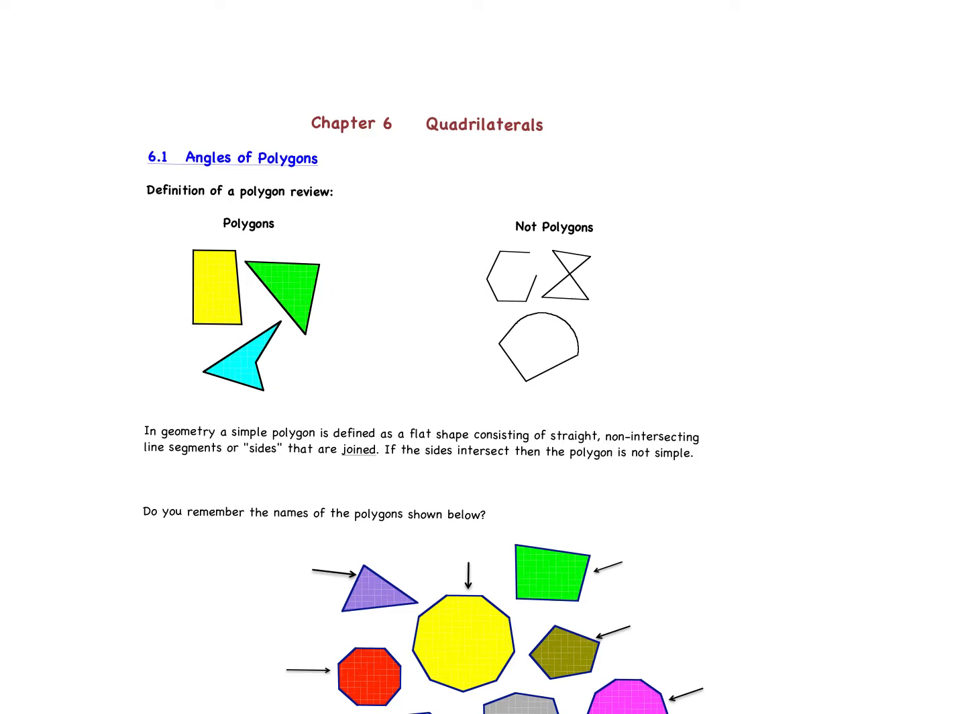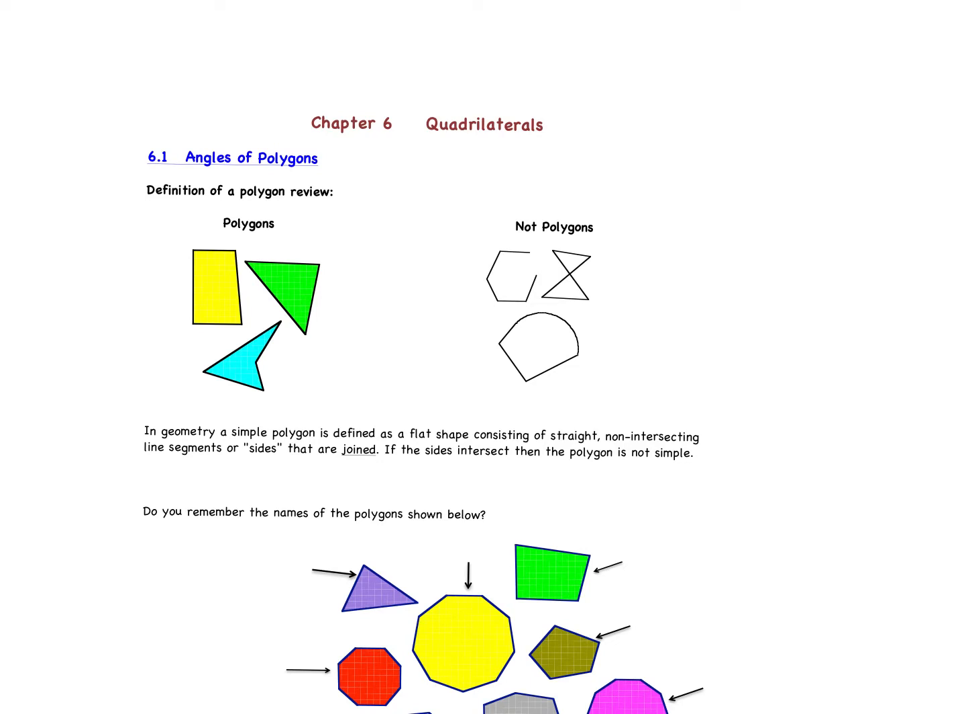You'll notice here that it says chapter 6. That's what it is in our textbook if we used one, or if you have one that you've taken home as an extra resource. However, we call it chapter 4 just because we want to keep things in order in our Schoology and in our paperwork and stuff like that. So this section is going to deal with angles of polygons.